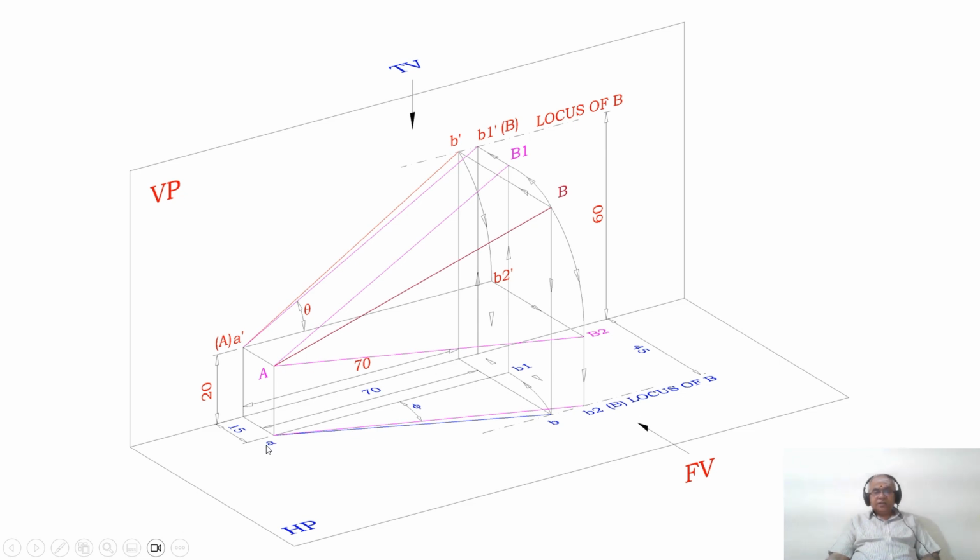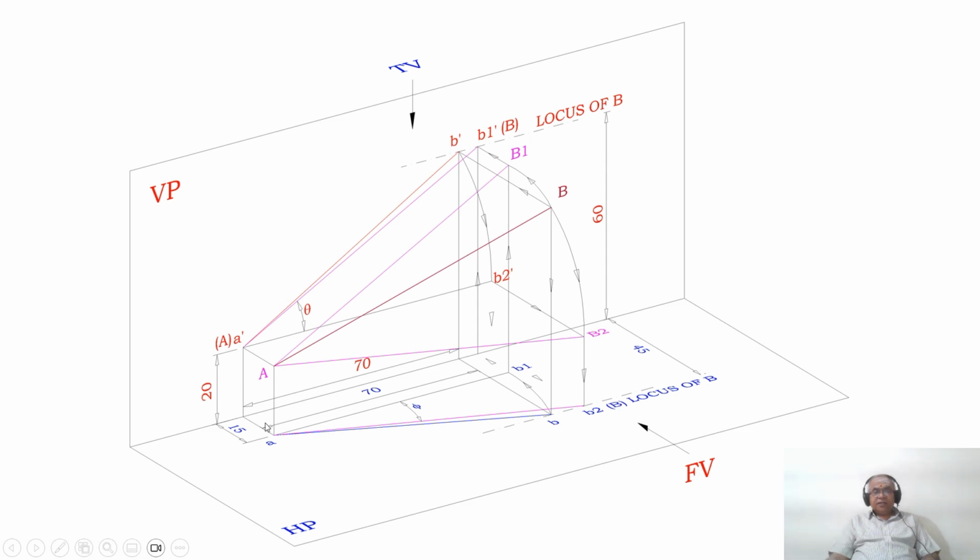Then join small a and small b2, and this is going to be capital A here, and this is going to be capital B. How do I know that this line is in true length? Because both A and capital B2 are above HP by 20 mm. Therefore, the line is parallel to HP. Correspondingly, in the top view, that line is parallel to HP. Therefore, in HP, I am going to get the true length.